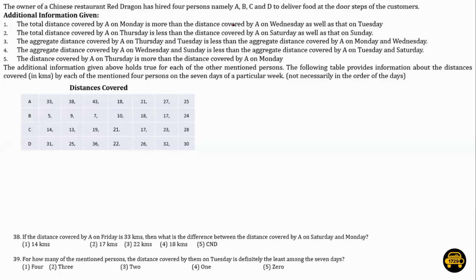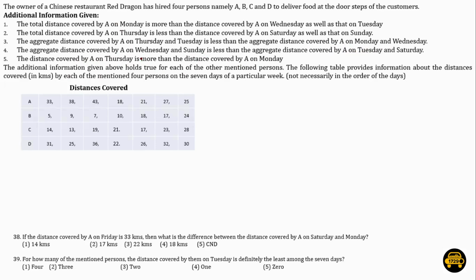The total distance covered by A on Monday is more than distance covered by A on Wednesday as well as that on Tuesday. Okay. Now the total distance covered by A on Thursday is less than distance covered by A on Saturday as well as Sunday. The aggregate distance covered by A on Thursday plus Tuesday, aggregate means sum, is less than aggregate of Monday and Wednesday. And again, the aggregate of A on Wednesday and Sunday is less than aggregate of A on Tuesday and Saturday. The distance covered by A on Thursday is more than distance covered by A on Monday.